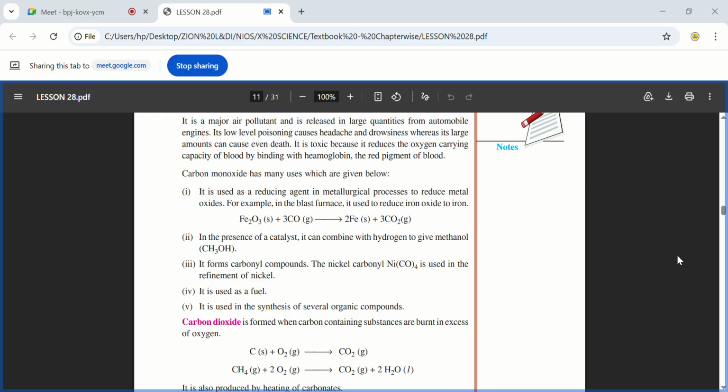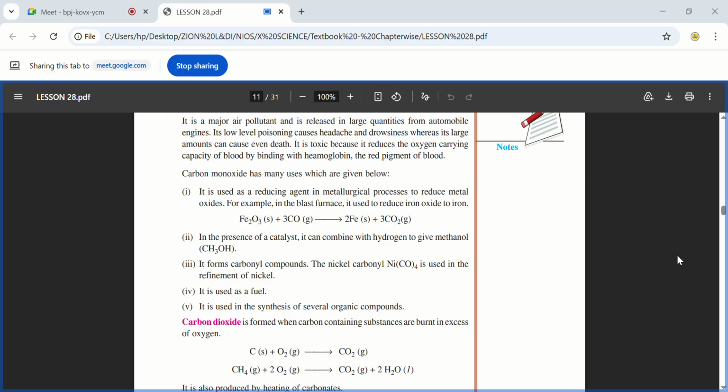So that is one of the uses of methanol. Methanol is basically used to kill some fungus, because dandruff is a fungus. And then it forms carbonyl compounds. That is nothing but CO, which is a carbonyl. CO3 is carbonate. CO is called carbonyl when it comes to a compound, when combined with something else.